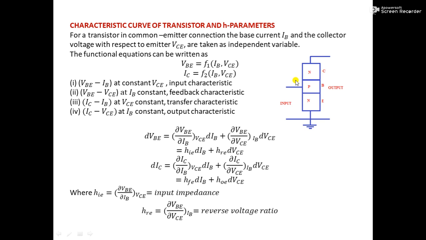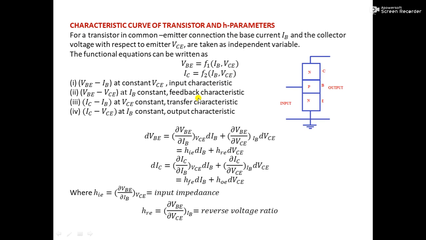And VBE, that is the base voltage with respect to the emitter, is a function of IB and VCE. So base current IB is taken as an independent variable, and the other parameter in the input terminal is VBE, the voltage between the base and emitter terminals. It is a function of IB and VCE, which are the independent parameters, and the other parameter in the output terminal is IC, which is also a function of IB and VCE.